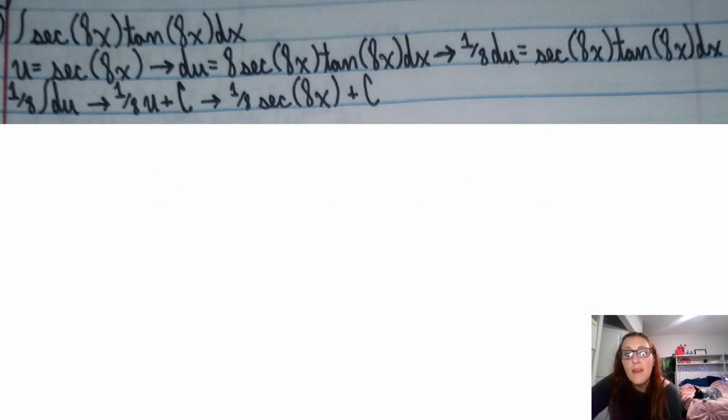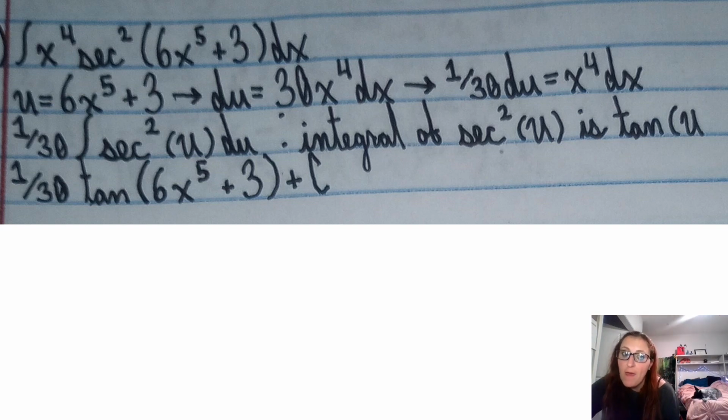Integral secant 8x tan 8x dx. Let u equal secant 8x. Therefore, du will equal 8 secant 8x tan 8x dx. And therefore, 1/8 du equals secant 8x tan 8x dx. 1/8 integral du goes to 1/8 u plus c, gives us 1/8 secant 8x plus c.